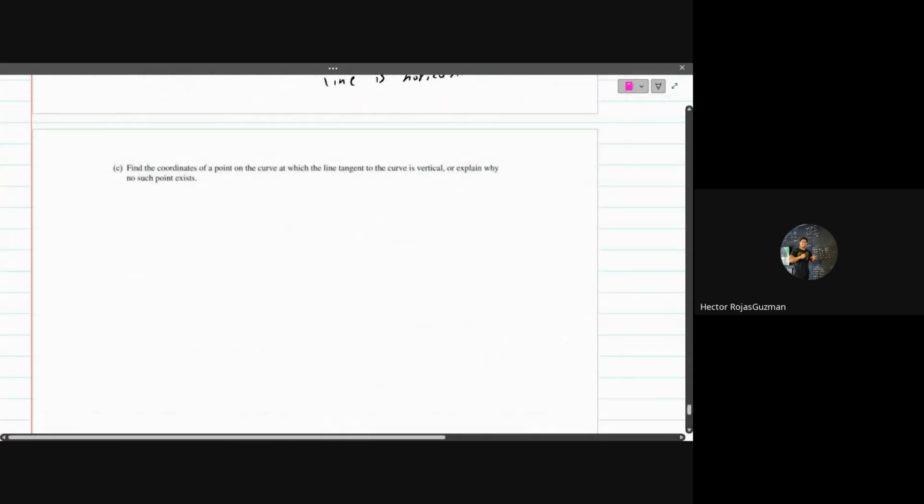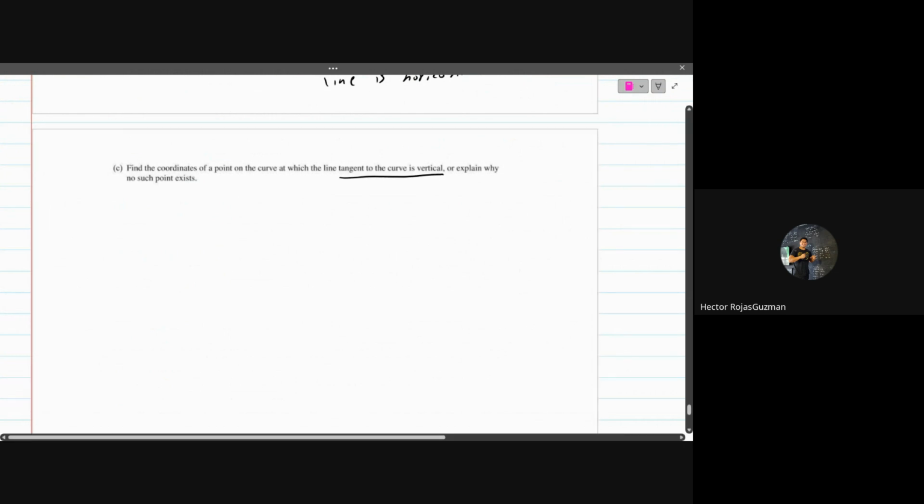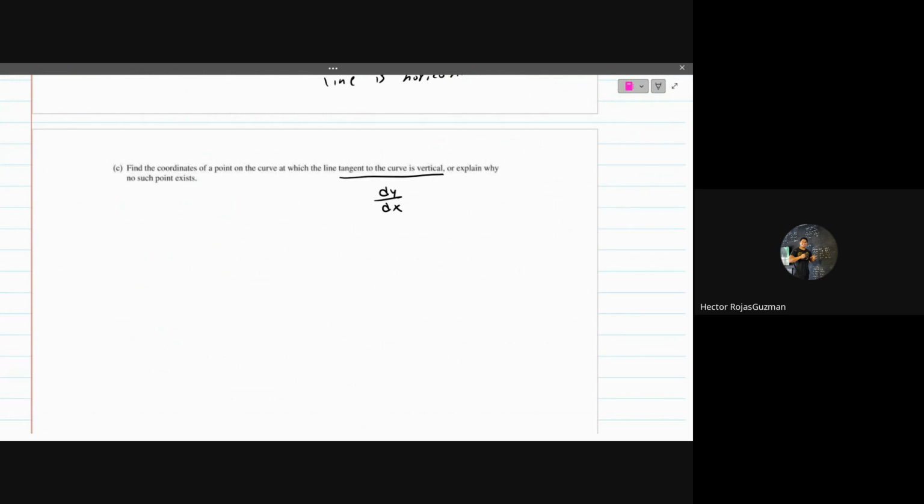Part C. Now we're going to have to find the coordinates of a point on the curve at which the line tangent to the curve is vertical, or explain why no such point exists. Okay, so now we have a vertical tangent line, right? From a vertical tangent line, we know that the derivative, or the slope, has to be undefined.